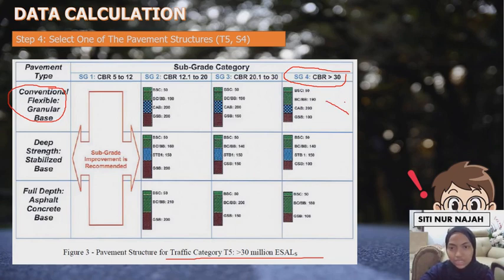So this is the pavement structure for this project. Thank you.